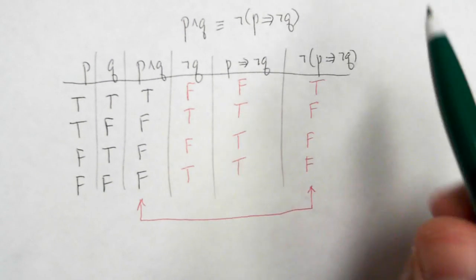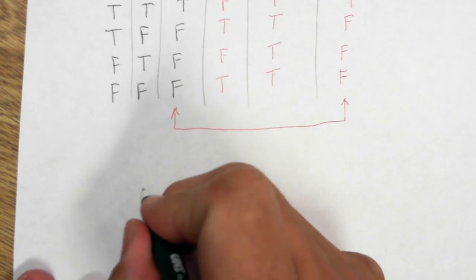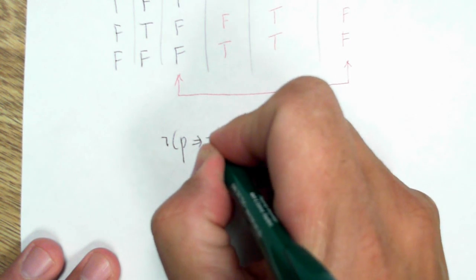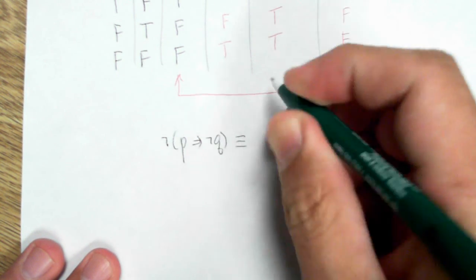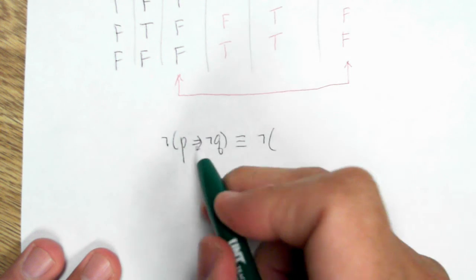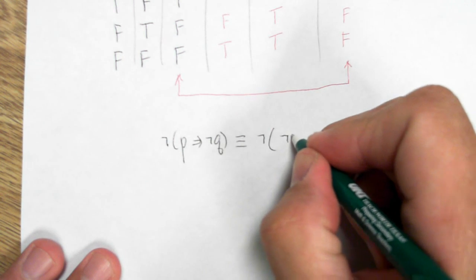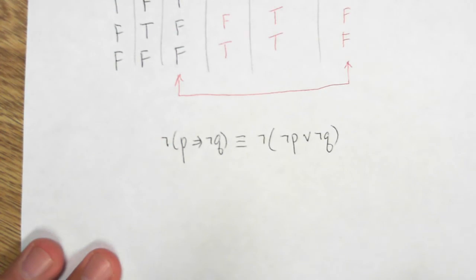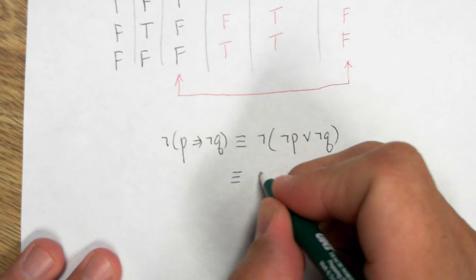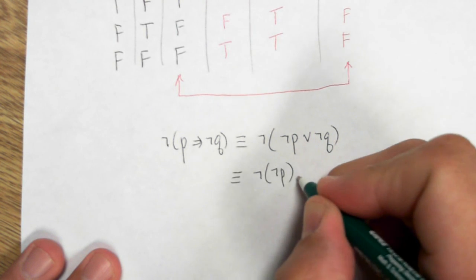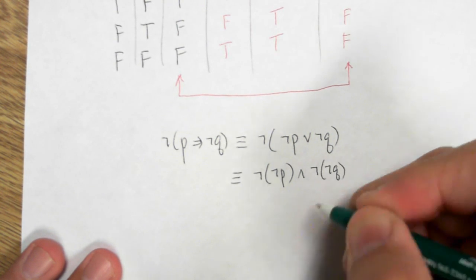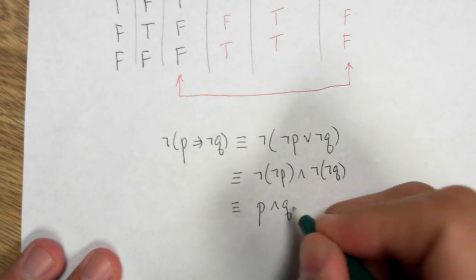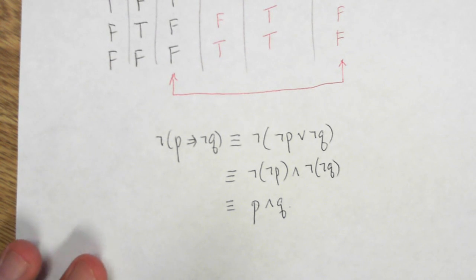Another way that this could have been done, just for the sake of completeness, this wasn't asked in the review problem. If I take not P implies not Q, by one of our rules that we established in class, this is the same as not the hypothesis or the conclusion. And then by De Morgan's laws, this is not the first and not the second. And by double negation, this is equivalent to P and Q. So that's the way this could have been done without using a truth table.